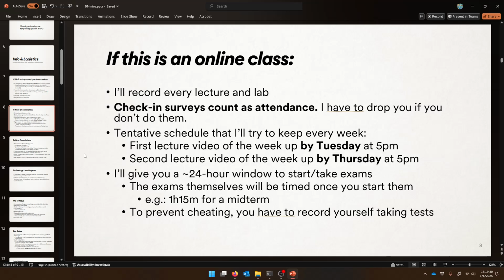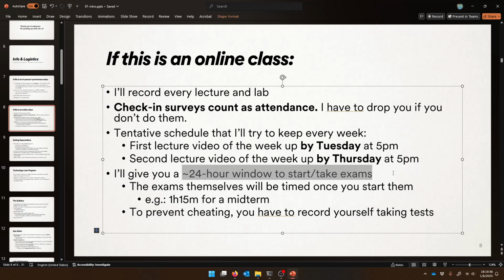Because this is an online class, I will give you a window to take the exams. Because I can't expect you to be somewhere at a certain time, I'll give you at least 24 hours to start and take exams in this class. They will be timed though. Once you click start, you'll get an hour and 15 or an hour and a half to take your midterms, for example. But expect at least a window of time. So you can take it in the dead of night if you'd like to. So that's how exams are going to work.